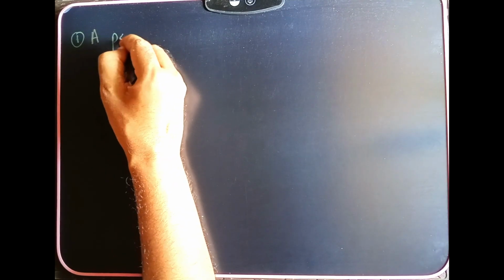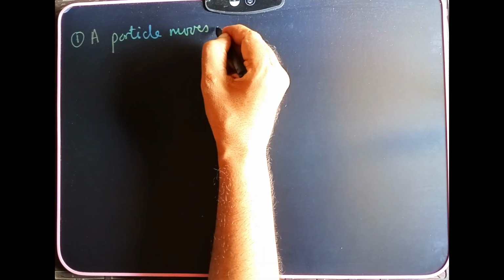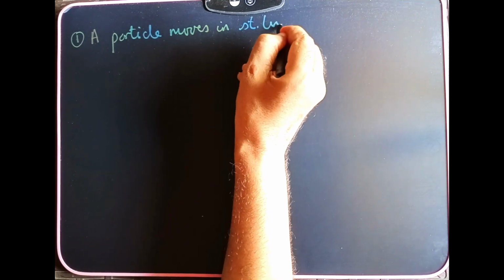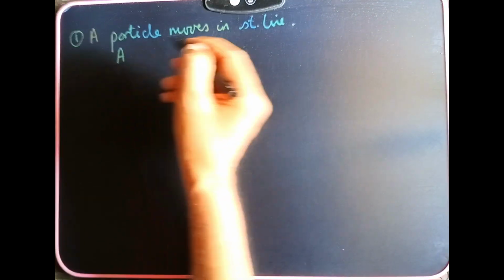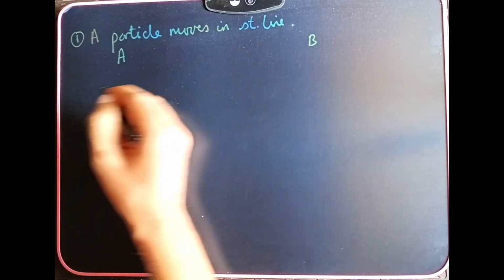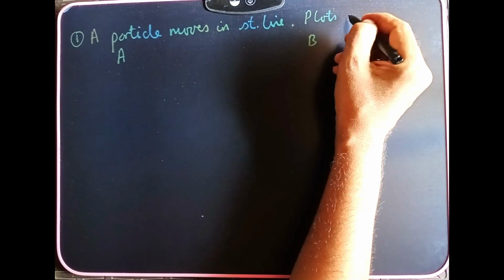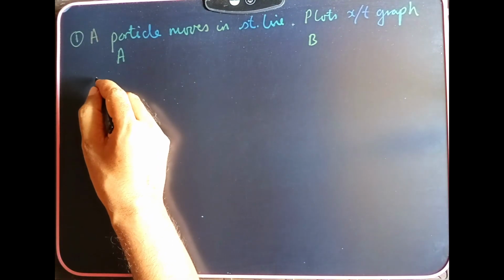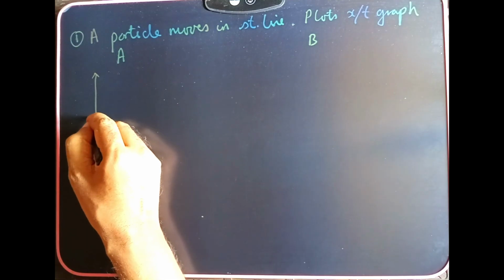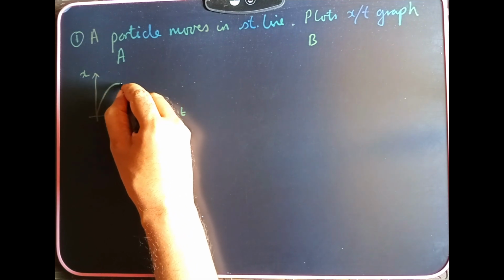First problem. It says a particle moves in a straight line. There are two students, student A and student B. The student plots a displacement time graph. So the first graph, student A plots displacement time, and he plots the graph something like this.